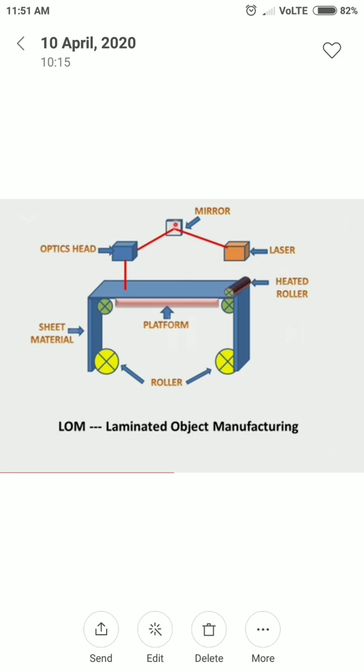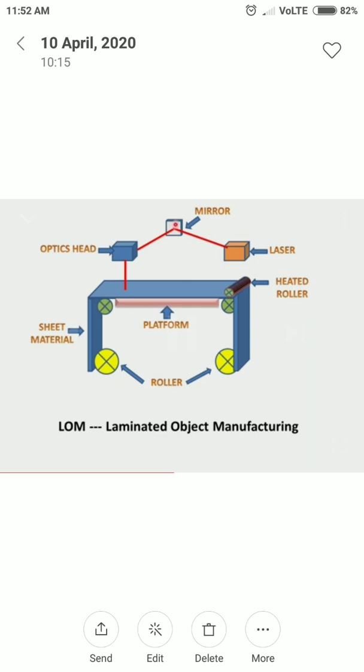The sheet metal is continuously supplied, and I need to cut the sheet metal above the platform. The heated roller's work I will explain later. First, to cut the material I need a tool, some equipment. As a tool we are going to use the laser. The high-density, high-velocity laser comes and hits the mirror, and then the mirror reflects it exactly into the optics head.